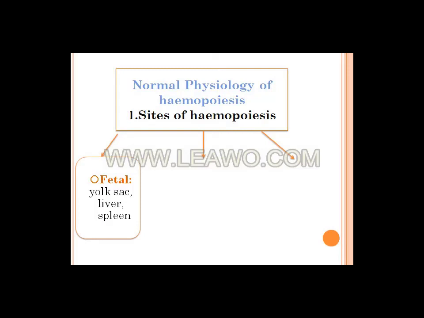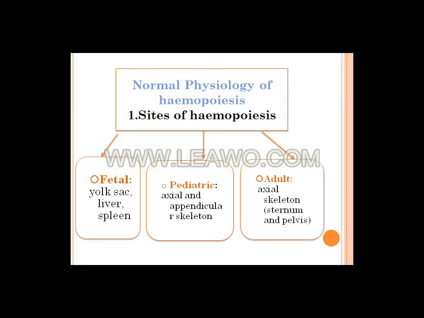During fetal life, hemopoiesis occurs in the yolk sac, liver, and spleen. During pediatric life, in the axial and appendicular skeleton. During adult life, it occurs in the axial skeleton only.